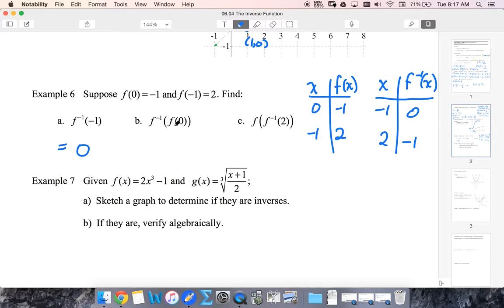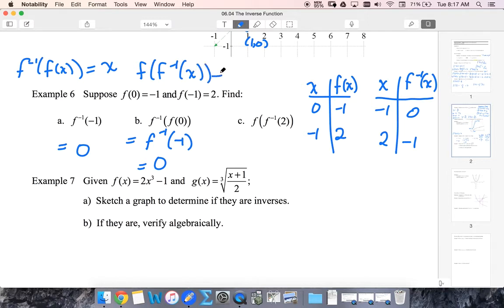F inverse of f of 0. Well, f of 0 is -1, so this is the same as f inverse of -1, and I get out the 0. But of course we knew that because if they're inverses, I know that by definition, f inverse of f of x is equal to x. So in this case, I get back the x. Same idea here. This is also true for an inverse. F of f inverse of x is equal to x. So I don't even need to do any calculations. That's just going to be 2.